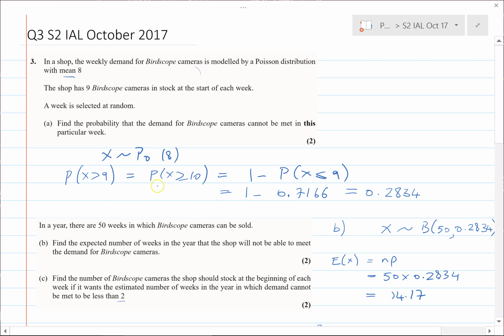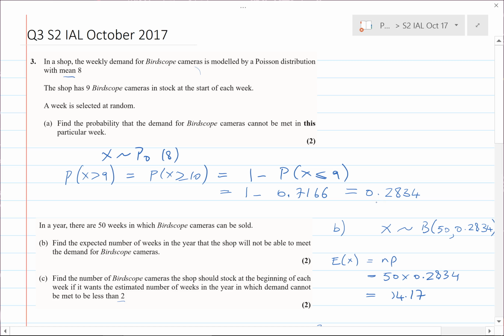Okay, question 3 is again a pretty straightforward Poisson distribution question. We've got Poisson 8 because it talks about the weekly demand for a certain type of camera, and it says a shop has 9 of them in stock. What's the probability of running out? Well, if it runs out, it needs to be greater than 9, which means greater than or equal to 10, which is 1 minus the probability of X is less than or equal to 9. And again, I got this number from the tables, which gives me that.